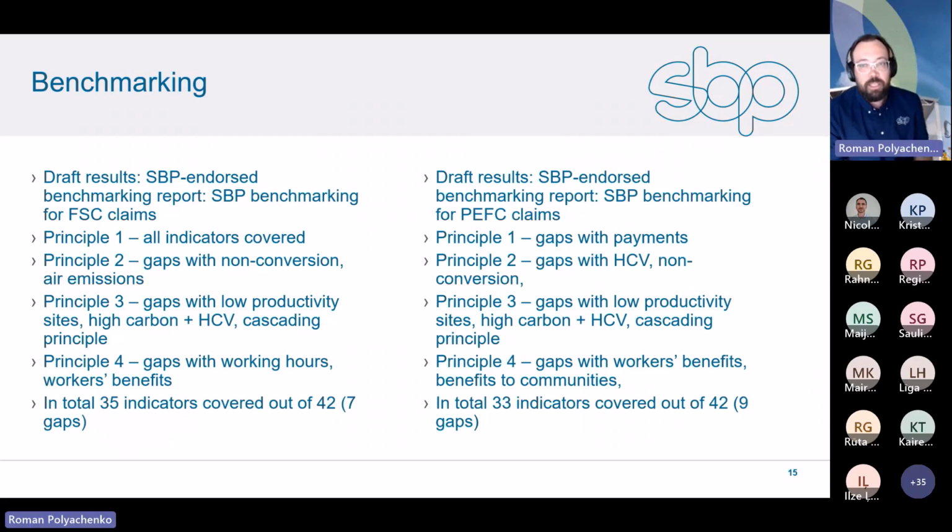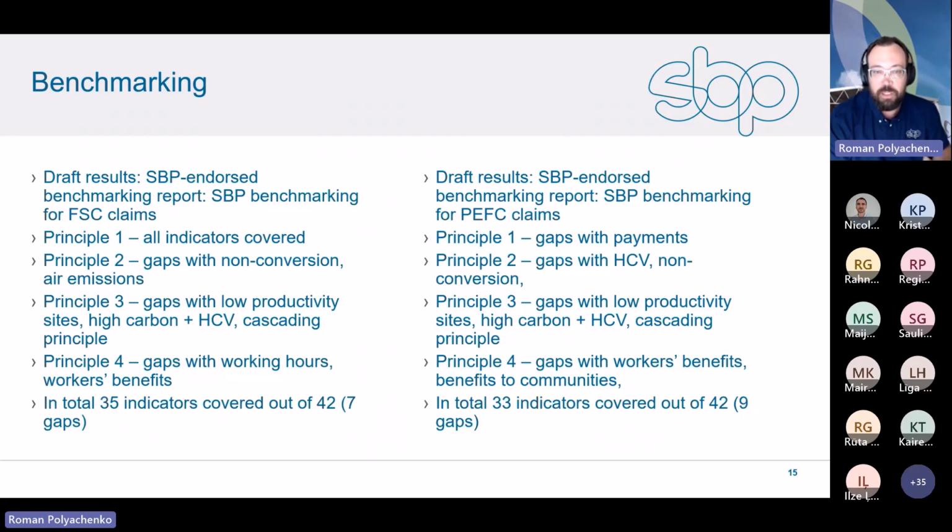Benchmarking reports are not yet finalized, but I will give you some draft results. Please note that these results are draft and may change after the technical review. Preliminary reports show that the FSC scheme has gaps for 7 indicators and PFC has gaps for 9 indicators. Gaps means that it's either marked as no or partial. These gaps include topics like HCV, non-conversion, forest carbon, and social requirements. It doesn't necessarily mean that schemes ignore those topics, but sometimes the wording is not exactly the same or our indicators are not covered fully. So this is a very important element of the SBP system requirements.